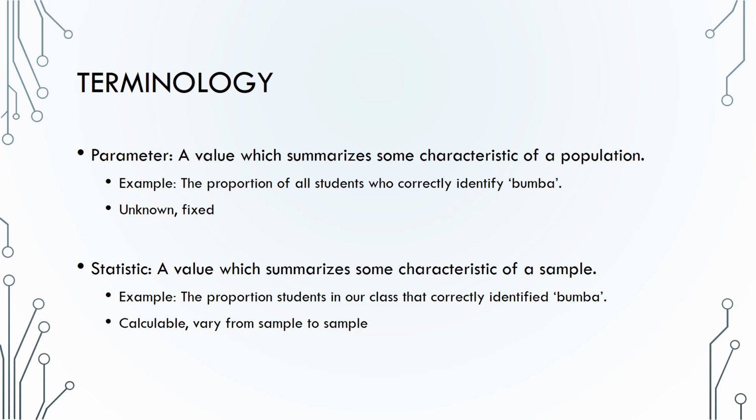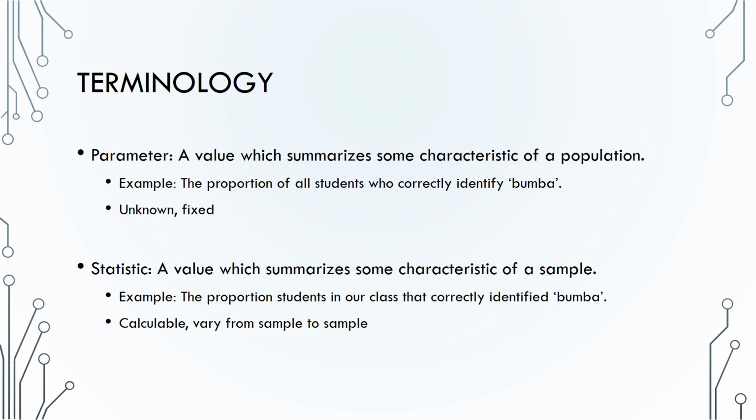A statistic is an estimate of a parameter. It is a value which summarizes some characteristic of a sample. From the Martian alphabet, our statistic was the proportion of students in our class that correctly identified Bumba. We wrote this value down in number 9, part A of the Martian alphabet activity.